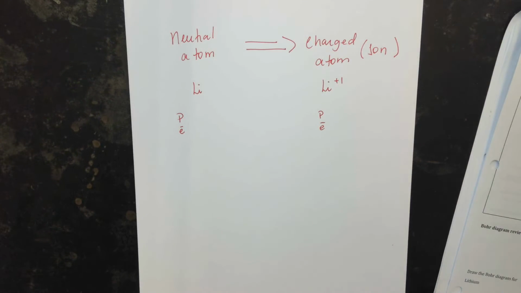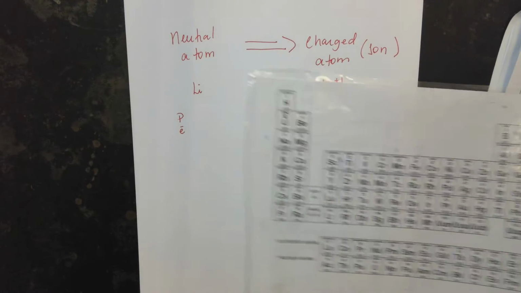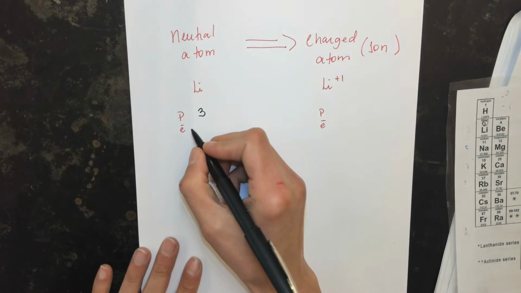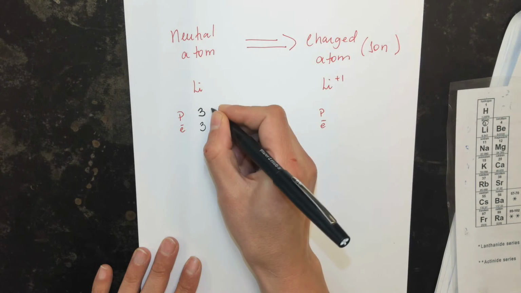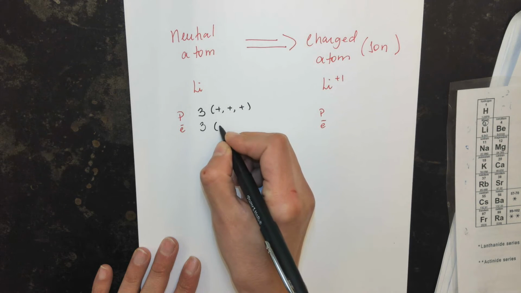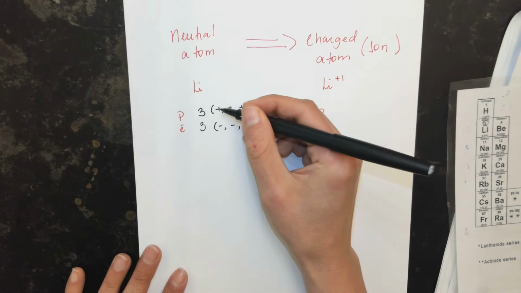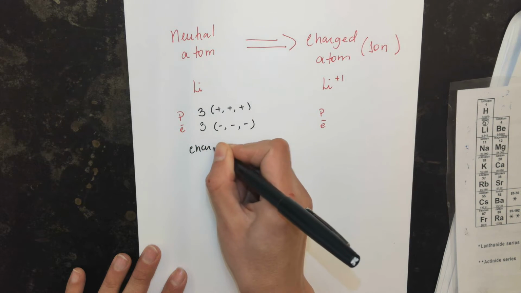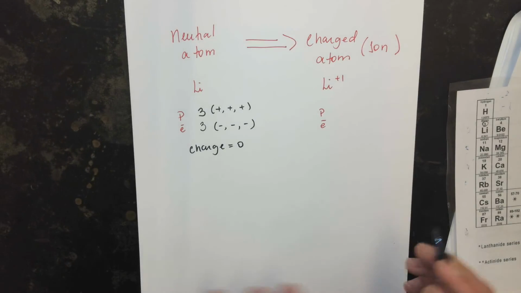So if you look at the periodic table for the number of protons for lithium, you would find that the number is 3. For a neutral atom, the number of protons equals the number of electrons. Okay. So there's 3 protons, and there's 3 electrons. The positive and negative cancel each other out, and the final charge equals 0, right? The positive cancels with the negative.